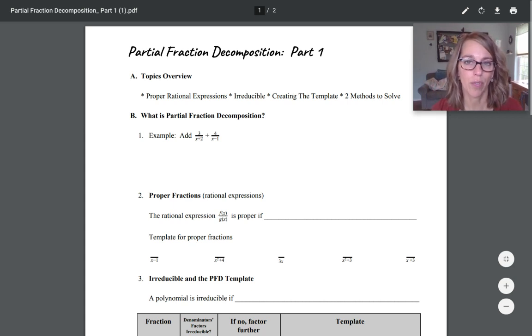We're going to work on partial fraction decompositions. What this really comes down to is taking a sum of fractions, taking the answer that we would get from that, and then working back to the original problem.